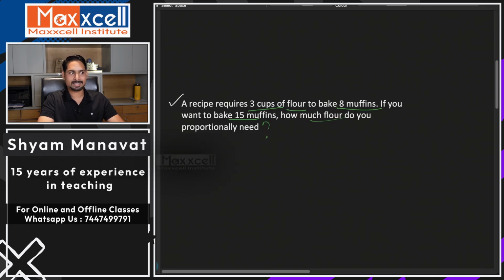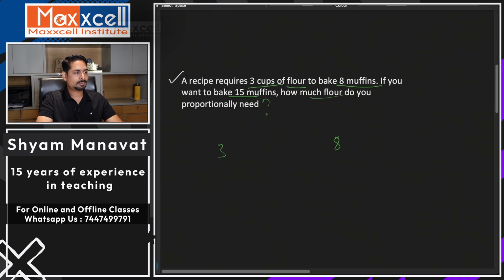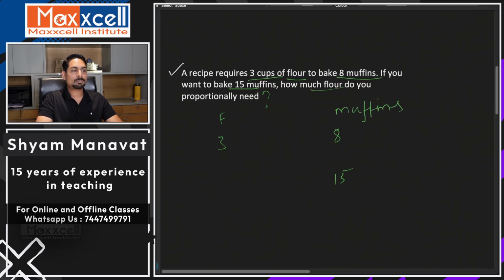That's the question, right? So understand, if you have 3 cups of flour, you have 8 muffins, and if you require 15 muffins, these are the number of cups of flour, and this is your muffins. Now if you require more muffins, you require more cups of flour, right? So they are directly proportional. Now how to solve these directly proportional questions?